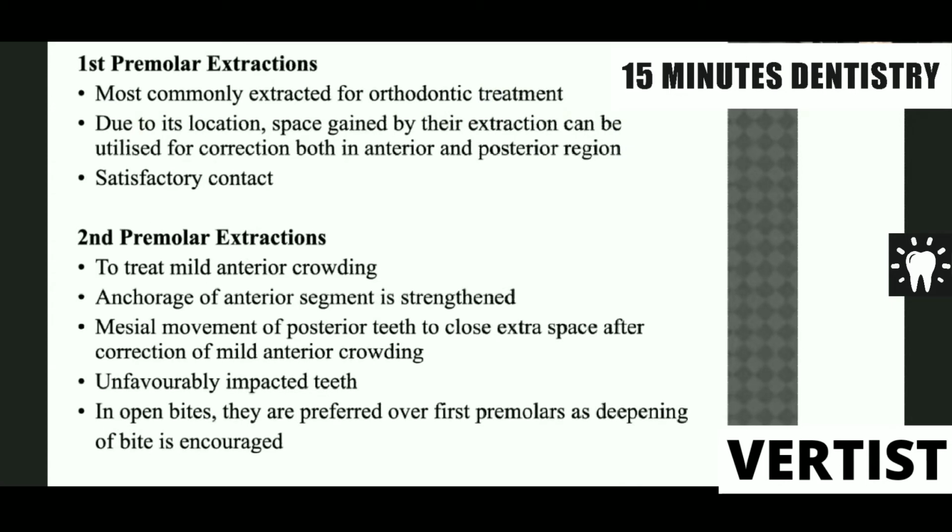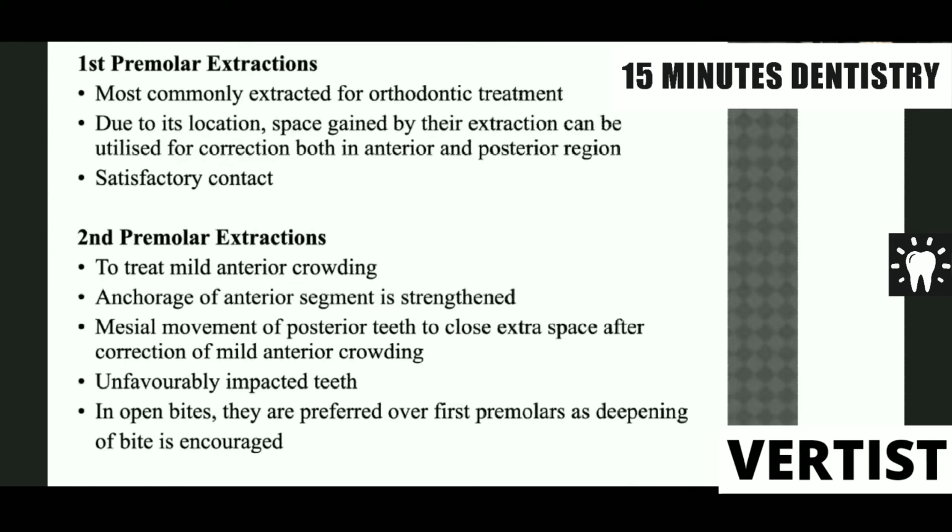The first premolar extractions are most commonly done for orthodontic treatment. Its location is very good because the space gained by the extraction can be used for correction both in the anterior and posterior region, and we can maintain a good satisfactory contact between the canine and the second premolar. Second premolar extractions are generally done to treat mild anterior crowding. Anchorage of the anterior segment can be strengthened because now you can also include your first premolar in the anterior segment.